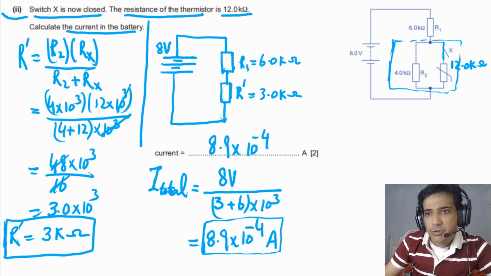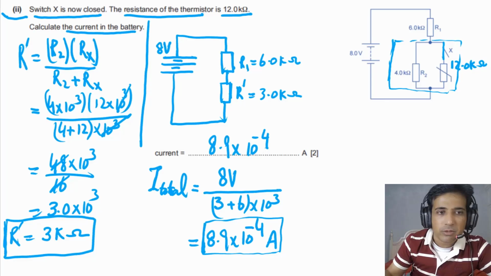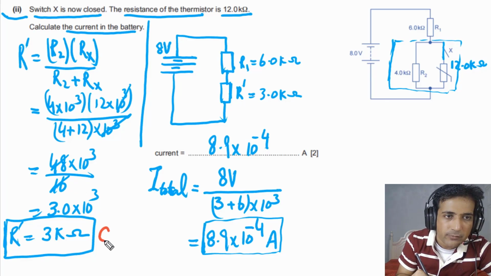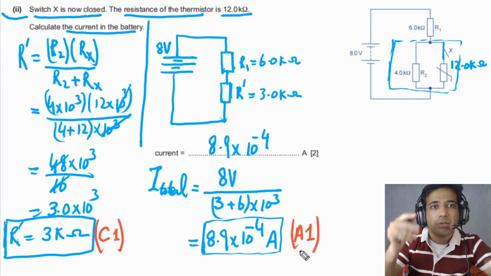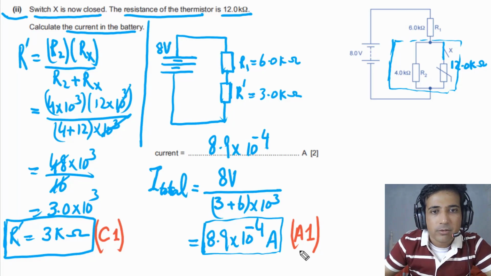This question has 2 marks. The first mark you will get if you have got the right value of R prime, and this is the C mark. And the second mark is the answer mark. If you have got the right value of current, you will get the second mark. This is how marks will be awarded for this question.